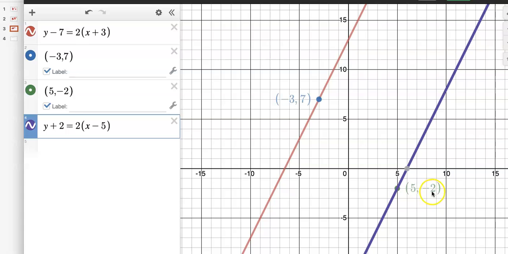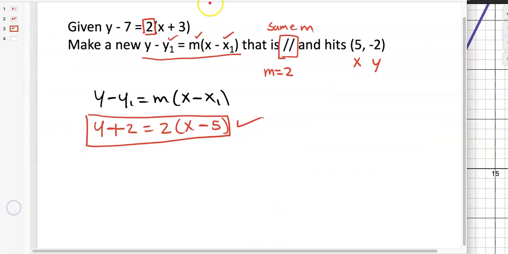Look at that. 5 and negative 2 just got bullseyed by that brand new point slope equation. It's parallel, as you can see, because it has the same slope, but then it bullseyes a brand new coordinate point. All right, that's it. That's point slope form with a parallel line. Parallel slope means the exact same slope.